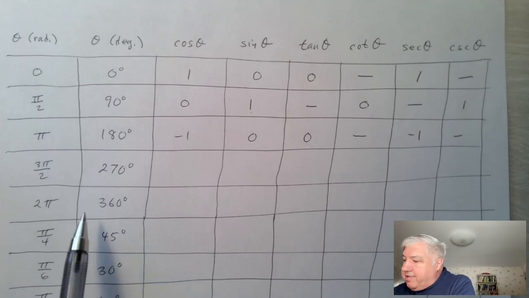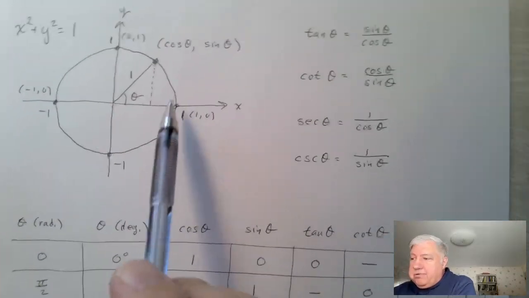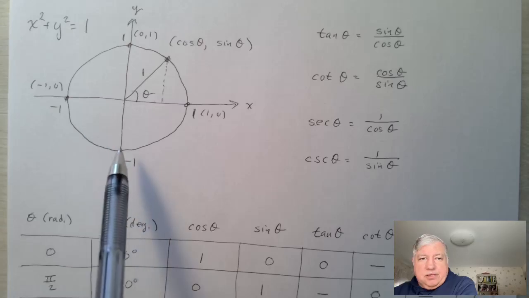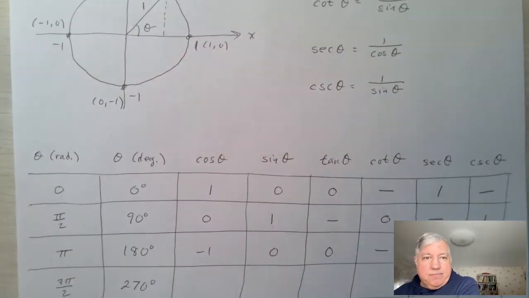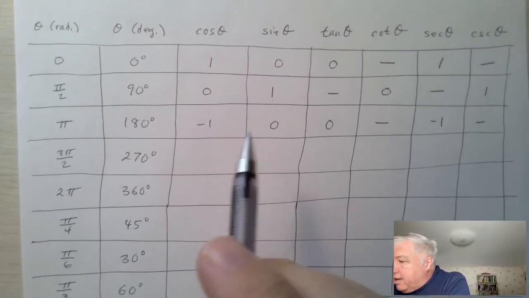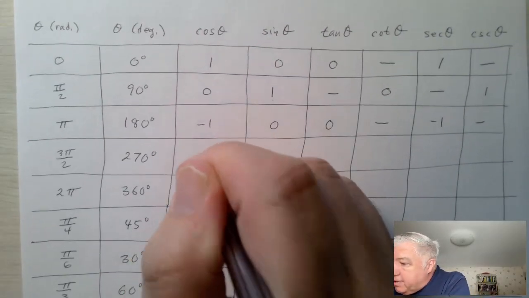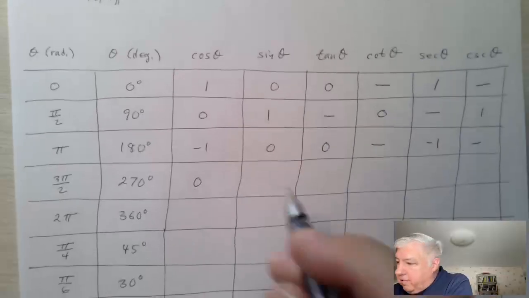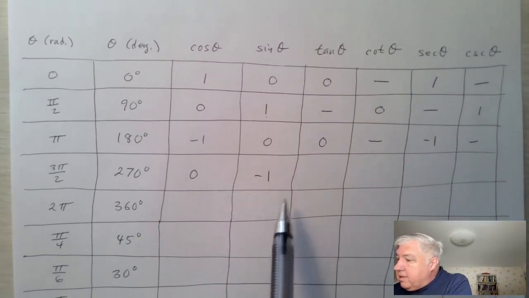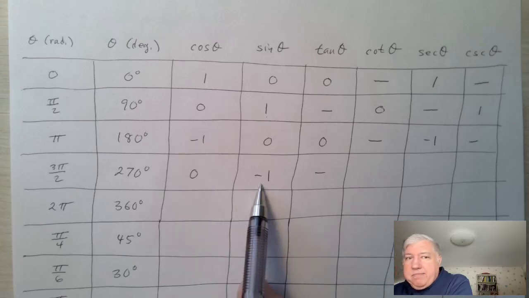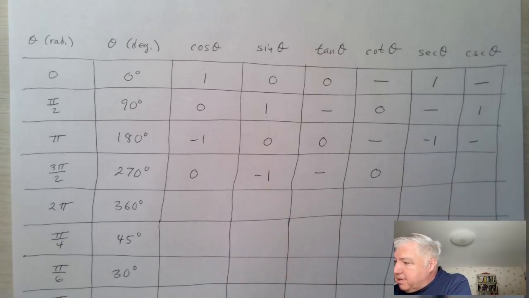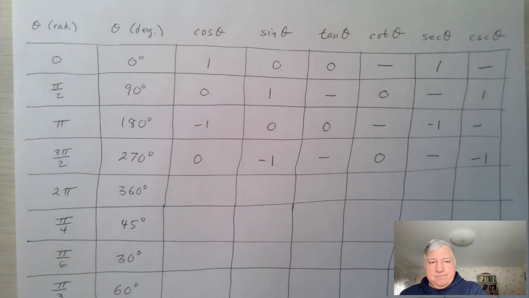And then 270 degrees, or 3 pi over 2, takes us all the way down here to this point. This is 0, negative 1. And so the cosine is 0. The y-coordinate is negative 1, so the sine is negative 1. Negative 1 divided by 0 is undefined. 0 divided by negative 1 is 0. 1 over 0 is undefined. And 1 over negative 1 is negative 1.